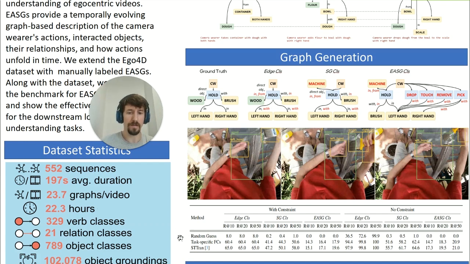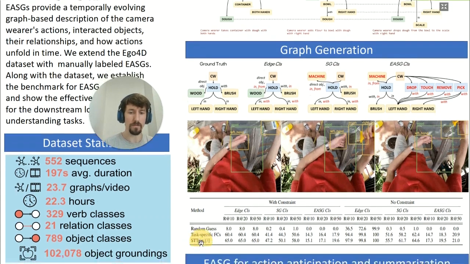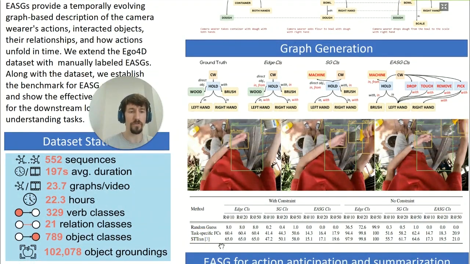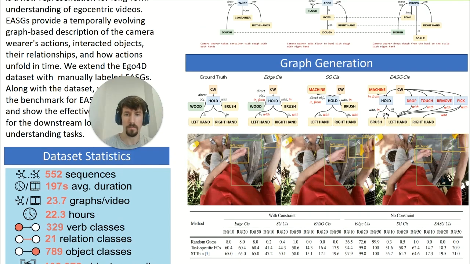So we report the result of the random guess. We report the result of the simple baseline, which consists of task-specific fully connected layers. And then we adapt the method, which is named STTran, from the standard scene graph generation literature. And these results can be used as preliminary results for the further tasks on egocentric action scene graph generation.